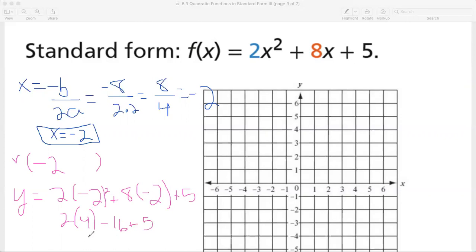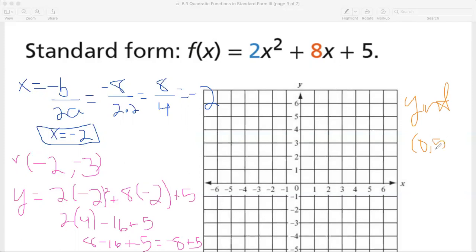Okay, so this gives me 8 minus 16 plus 5. So then 8 minus 16 is a -8 plus 5. -8 plus 5 is a -3. Okay, so my vertex is at -2, -3. And then orange, I'm changing color to orange to get my y-intercept. Your y-intercept is always your c value. So that will be at 0, 5.